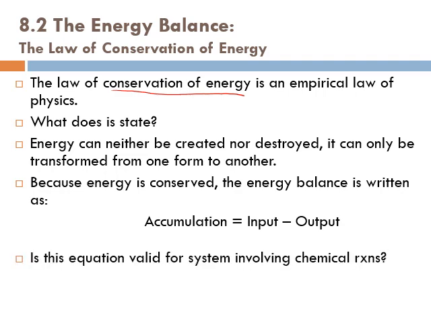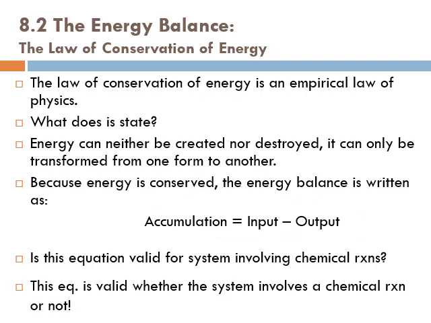The question now is, is this equation valid for a system involving chemical reactions? What do you think? So this is the equation, accumulation equal input minus output. Can I use it in an energy balance for a system which includes a chemical reaction? Yes, I can, because we just said energy is conserved, right? So it cannot be created nor destroyed. So this is the only way you balance it, yeah? So this equation is valid whether the system involves a chemical reaction or not.